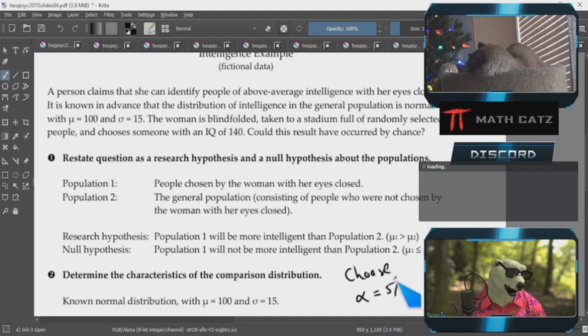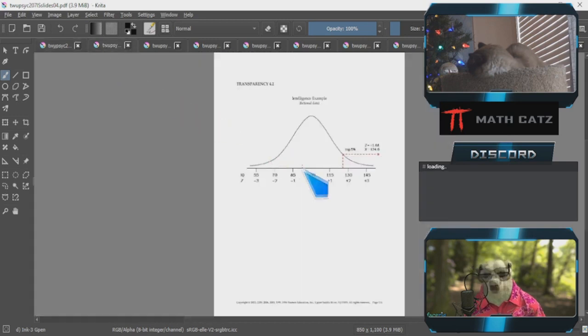Now you can say 5%, or you can say 0.05. It's the same thing, right? Just a decimal version of the percentage. Usually we choose 5%, sometimes a little more, sometimes a little less. You have to make that decision because everything is possible, but not likely. You're going to say, well, okay, let's look at this graph.